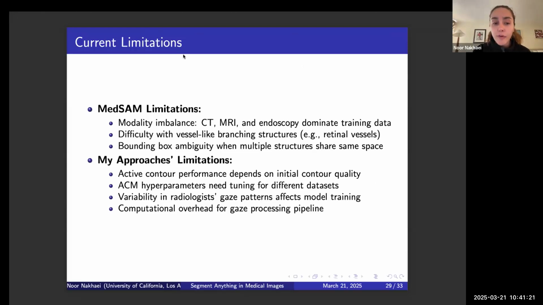We're trying to improve the active control models and the hyperparameter tuning. For the gaze model that I mentioned, we're trying to see if we can get rid of the variability in radiologist gaze patterns. And both of the approaches that I'm taking have computational overhead for the pipeline.